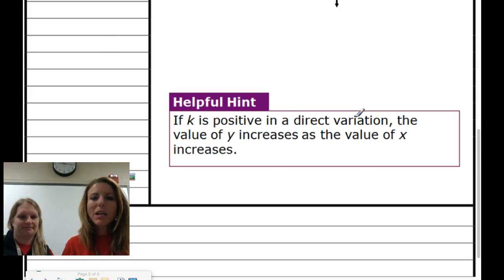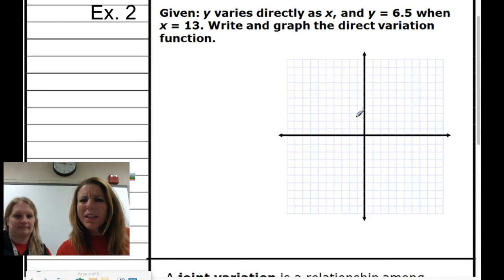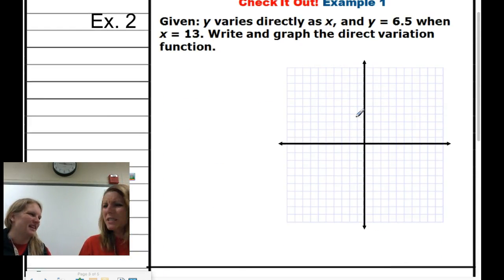Example number 2. I just want to quickly, should we save this for one class?